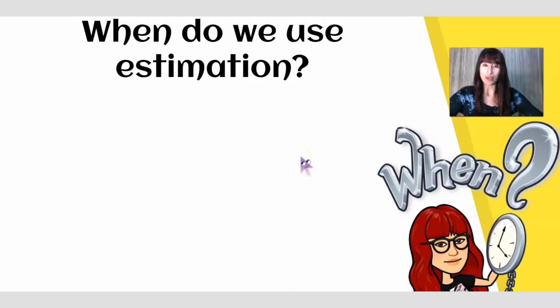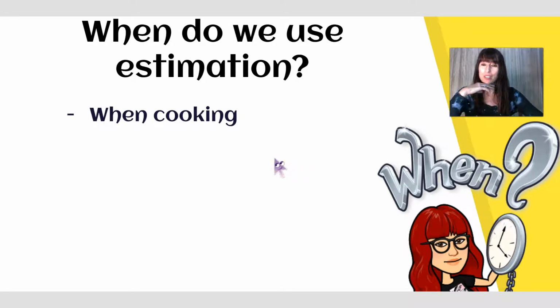We use it when we are cooking. For example, when you're cooking, I'm sure your mom is sometimes just guessing and not really using the exact amount of salt or flour when she's cooking and baking. So yeah, that is when we use estimation, when we don't use the exact amount of something we're supposed to use in a recipe.